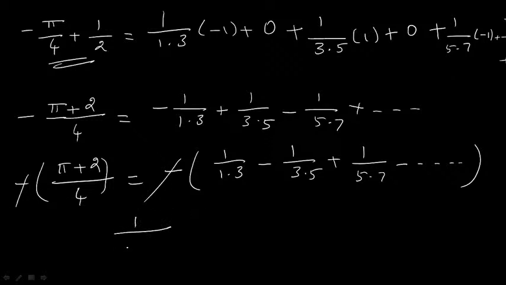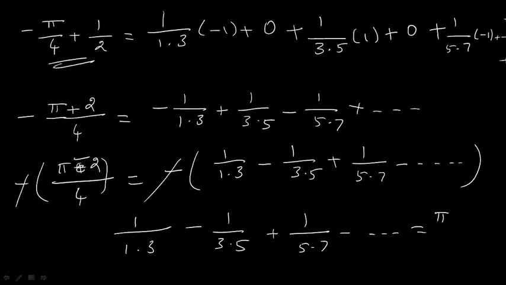So the sum of the series is reduced to 1 over 1 product 3 minus 1 over 3 product 5 plus 1 over 5 product 7 minus etc., which is equal to, sorry, if you take minus as common outside, you get minus. So pi minus 2 over 4. Isn't it? So up to this, hope you got a clear idea about this topic.